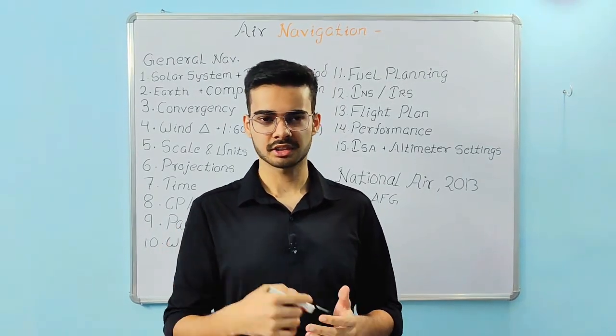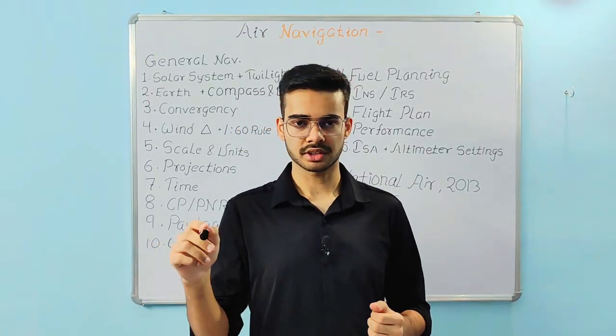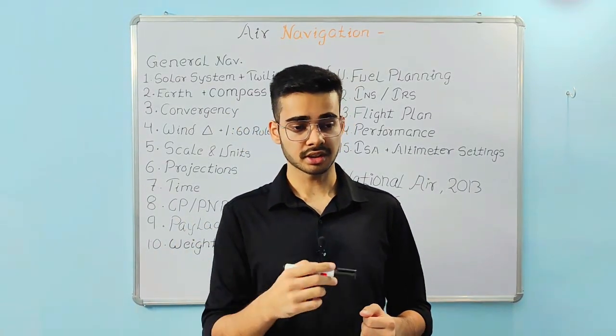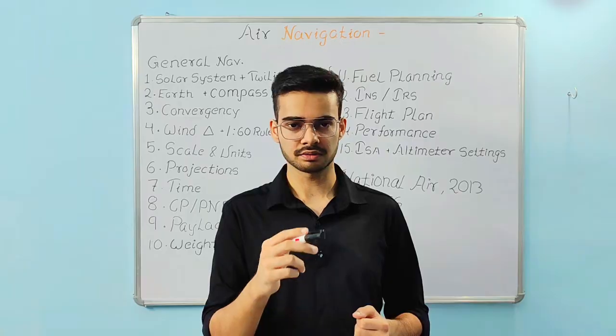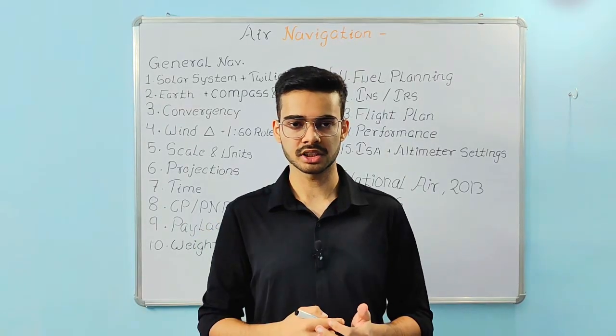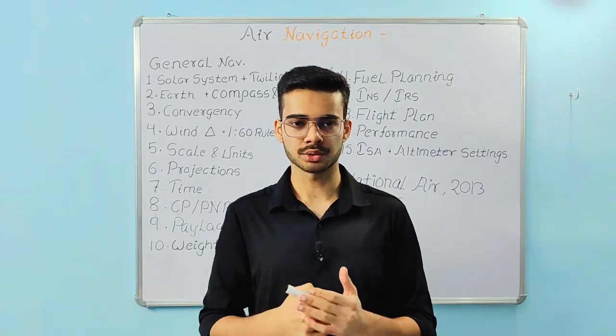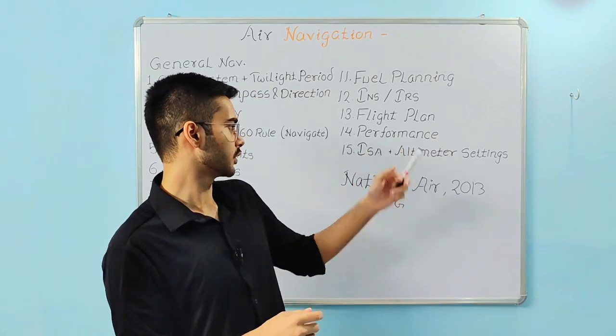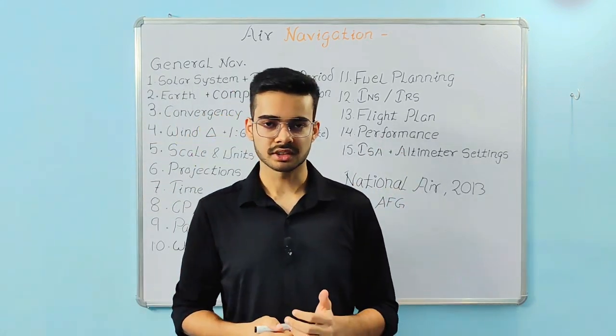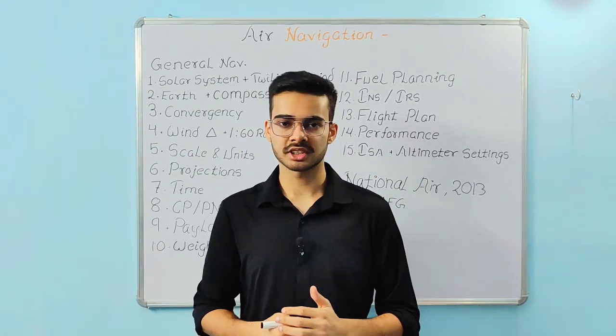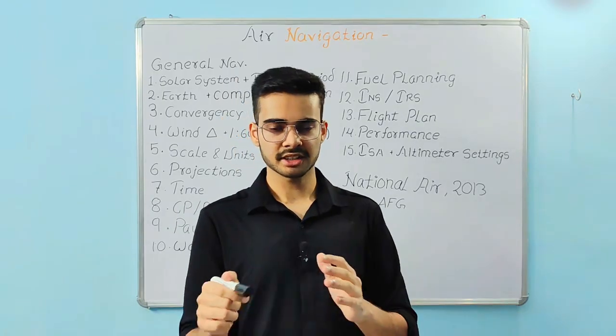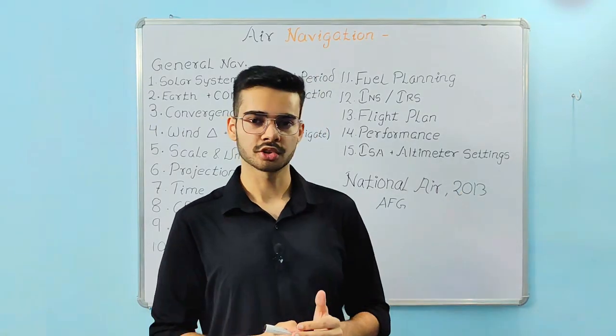Also, the different distances, maybe you would have heard takeoff distance, landing distance available, then the different speeds, V1 speed, VR speed, VLOF speed, what are these and what is the use of these? We'll study under performance. Then 15th, ISA and altimeter settings. Again, a bit interrelated to each other, that's why I've combined both of these.